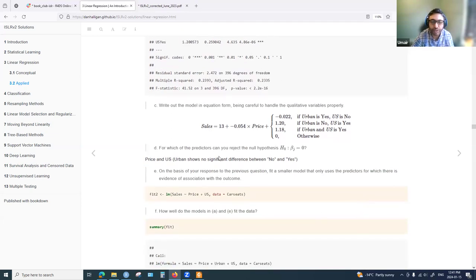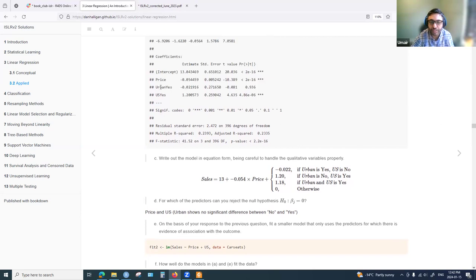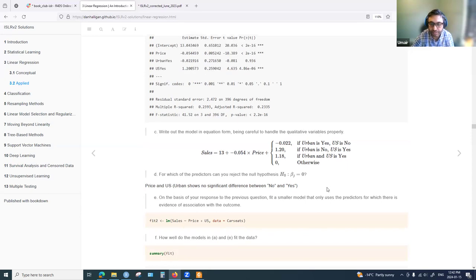Next, for which of the predictors can you reject the null hypothesis that a given coefficient is equal to zero? Price and US, here we can reject the null hypothesis, but for the urban variable or predictor, we fail to reject the hypothesis because the p-value is higher than 0.05. That's the criteria for the 95% significance level.